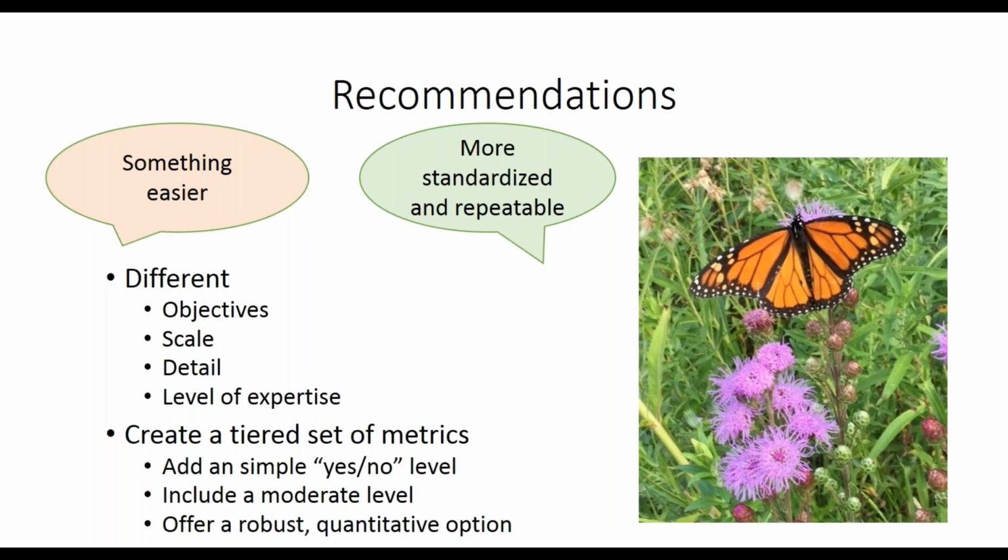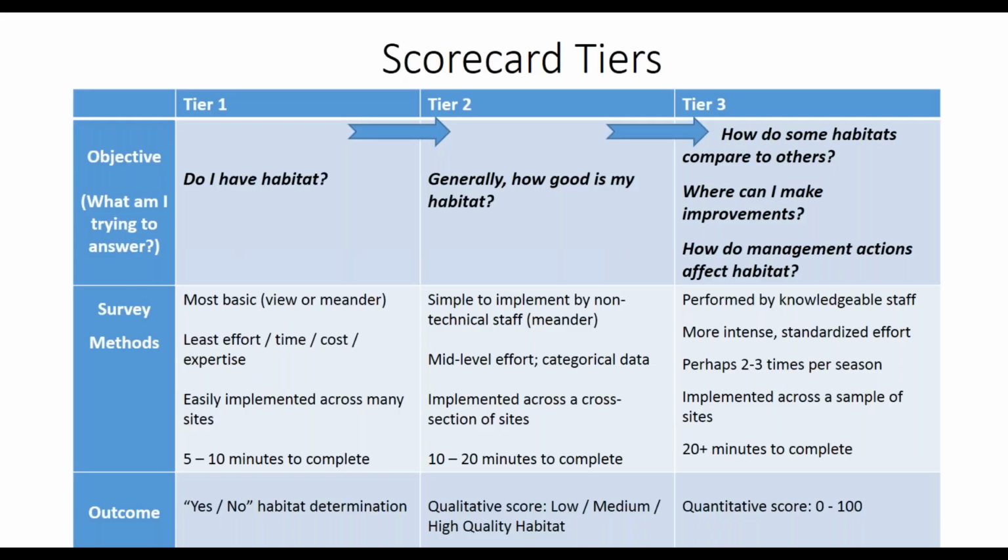And some people have great expertise and some people don't. And so we realized that we were going to be better off as a group creating a tiered set of metrics that all dovetail together but do give some options. So we added a simple yes/no type tier 1 that is going to be more about defining whether or not there is habitat. And then we're creating a moderate level, and then we still have a more rigorous level as well. So I'll tell you a little more about this.